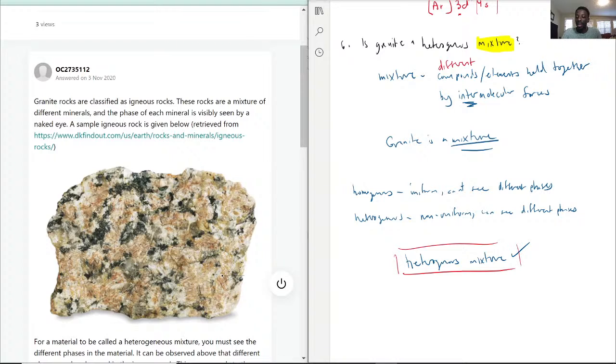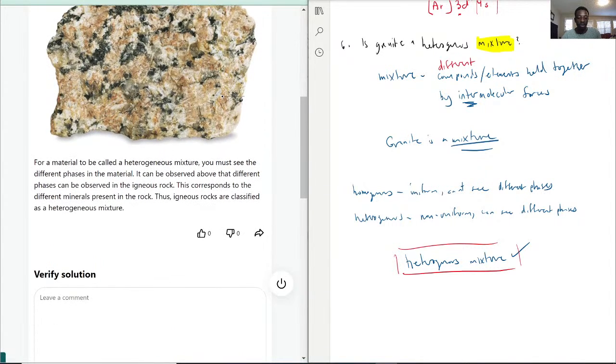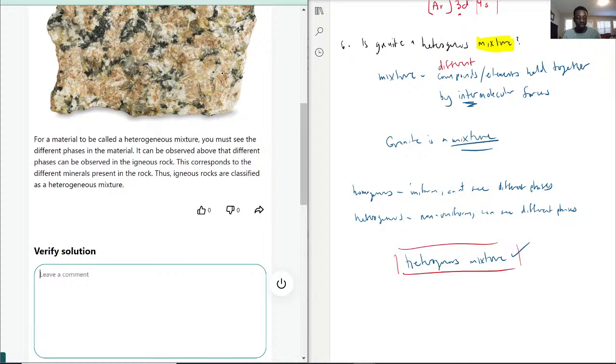So as you can see here, we first discussed what a mixture is, and then we discussed homogeneous versus heterogeneous, and that's how we're able to say that yes, granite is a heterogeneous mixture. Okay.